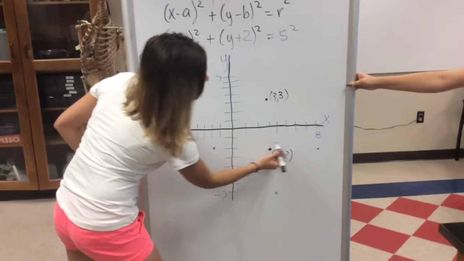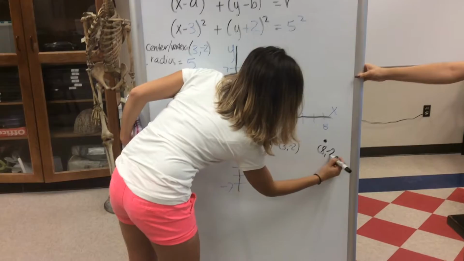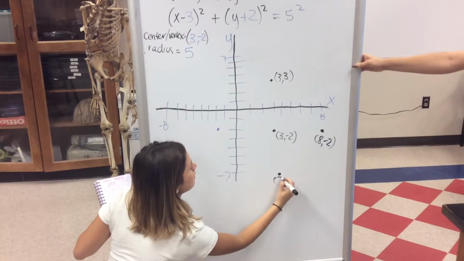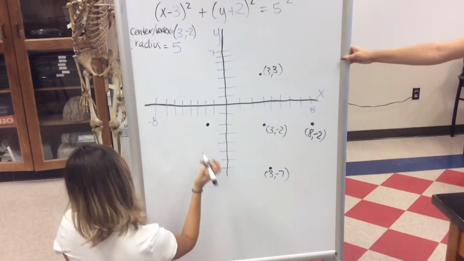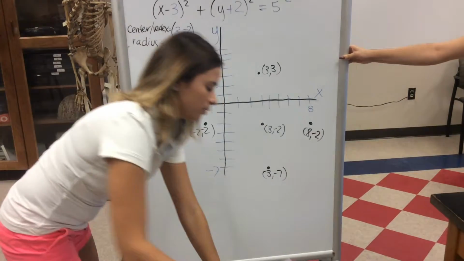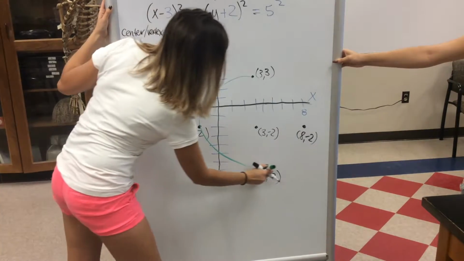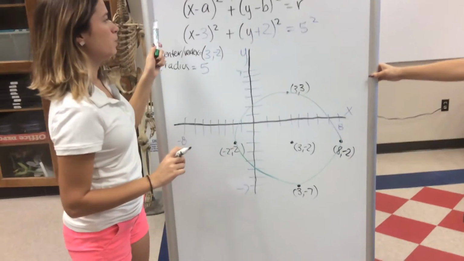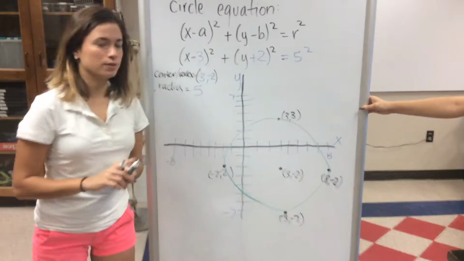If I go to my right side, my point would be at 8, negative 2. And if I go down, my point would be at 3, negative 7. And if I go to the left side, my point would be at negative 2, negative 2. So from here, we can draw our circle. And this would be the circle equation with our standard form, our vertex and radius, and this is how we would graph the circle.